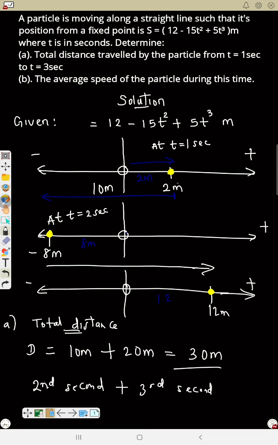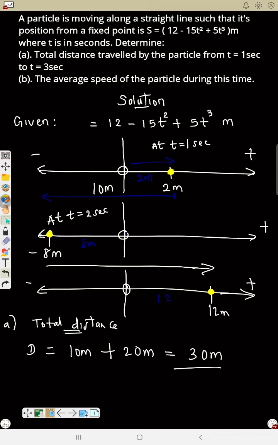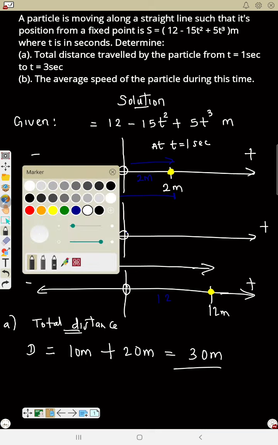So the second here is distance traveled, which is 10, and in the third second it traveled 20. So total distance is 13. Now let's talk about displacement. Remember, displacement is the shortest distance between the final position and initial position.